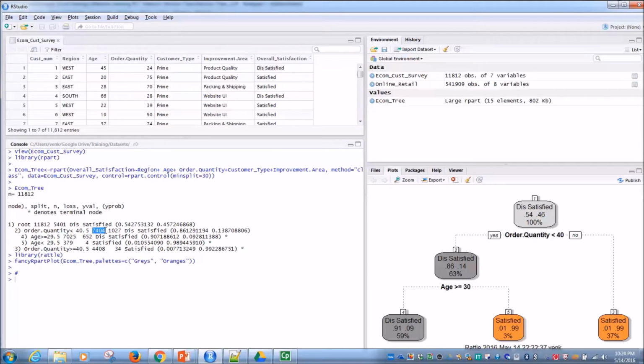Out of them, 1027 are satisfied and the remaining are dissatisfied. Out of 7,000 customers, 1027 are satisfied, the remaining are dissatisfied.